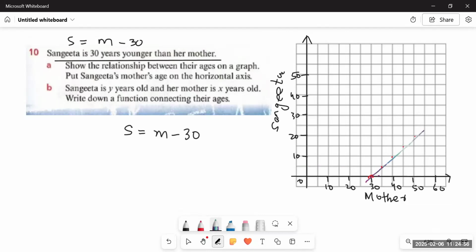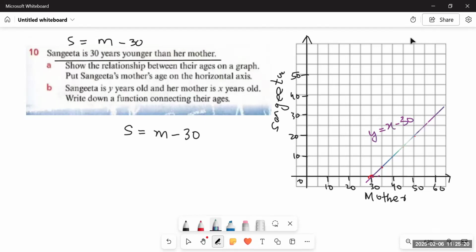So the line would be like this, right? And the equation would be, what is the value of y? y is equal to x minus 30.